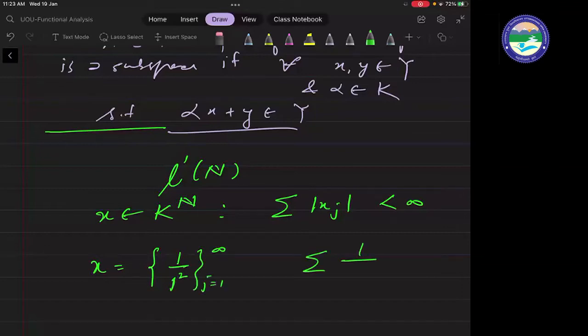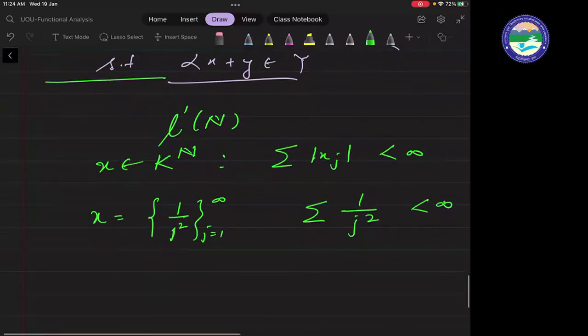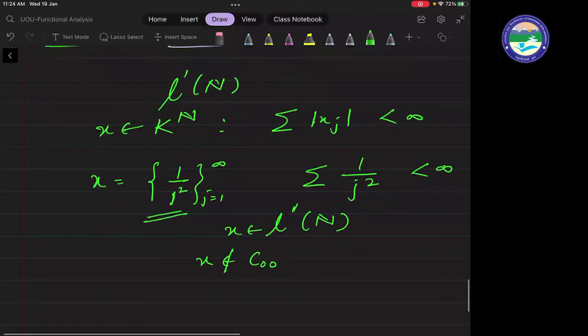You must have seen in your real analysis course that this sum is finite. This means this x belongs to L1. But this does not belong to c_00, because each term of this sequence is non-zero. In c_00, we need that after a finite time, all terms must be zero. That is not the case here.